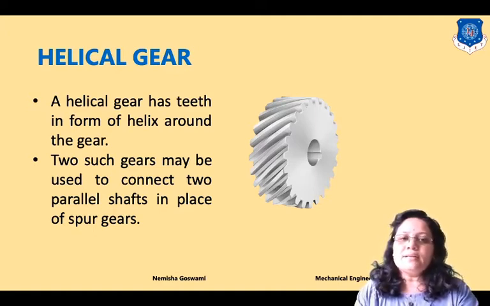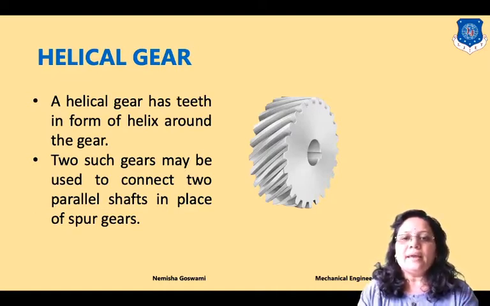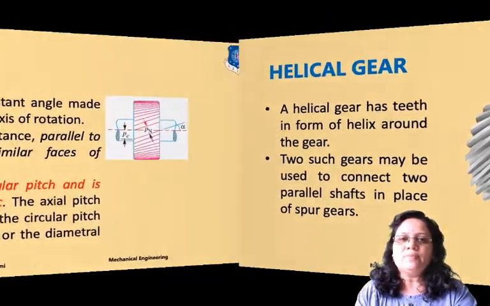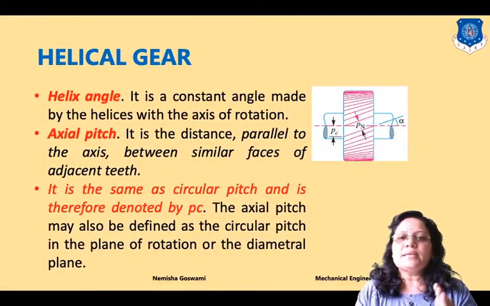What is the use of this gear? Helical gears are used to connect two parallel shafts in place of spur gears, but the difference is only that the teeth are not parallel to the shaft axis. The function is the same as a spur gear, but there is a difference in the inclination of the teeth with respect to the shaft axis. There is some basic terminology used in the case of helical gears: helix angle, axial pitch, and other terms.